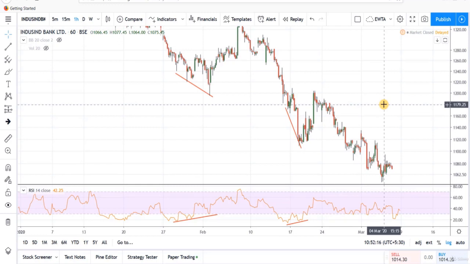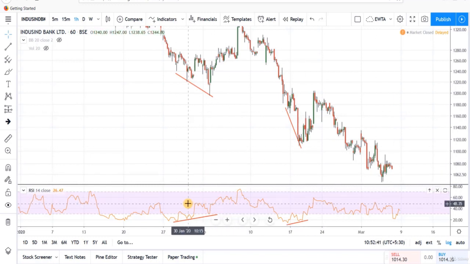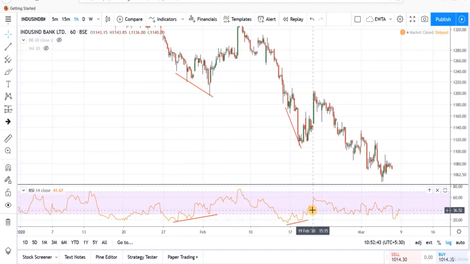How to enter a fresh position with the help of divergence, that we will learn in the next course, Masterclass 2. But here I'm explaining the concept, what is divergence and how to spot divergence on a price chart with the help of an indicator. Here I'm using the RSI indicator, but we can also get these signals on MACD or the stochastic.